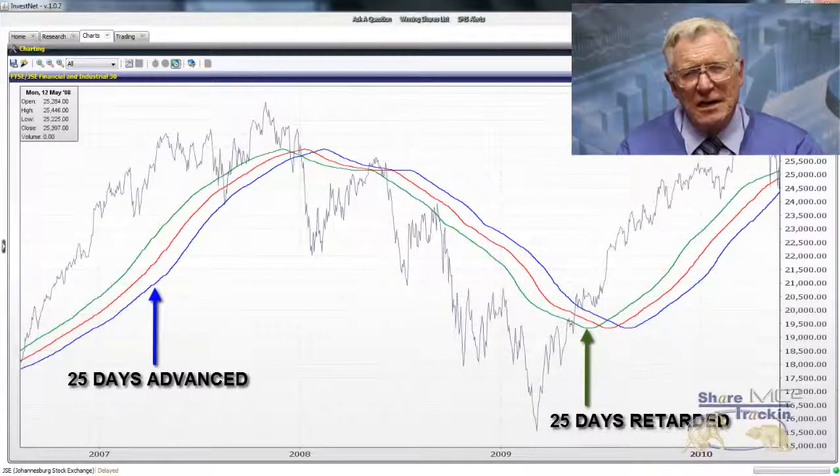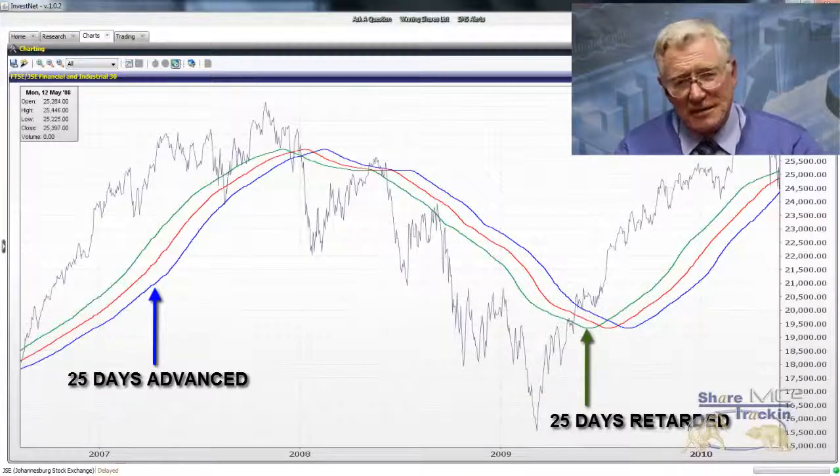However, if you take a simple moving average and retard it by exactly half its length, in other words, if you take a 50-day moving average and retard it by 25 days, then you should get a line which goes exactly through the center of your data. And that can have some benefits because it shows you the underlying trend.